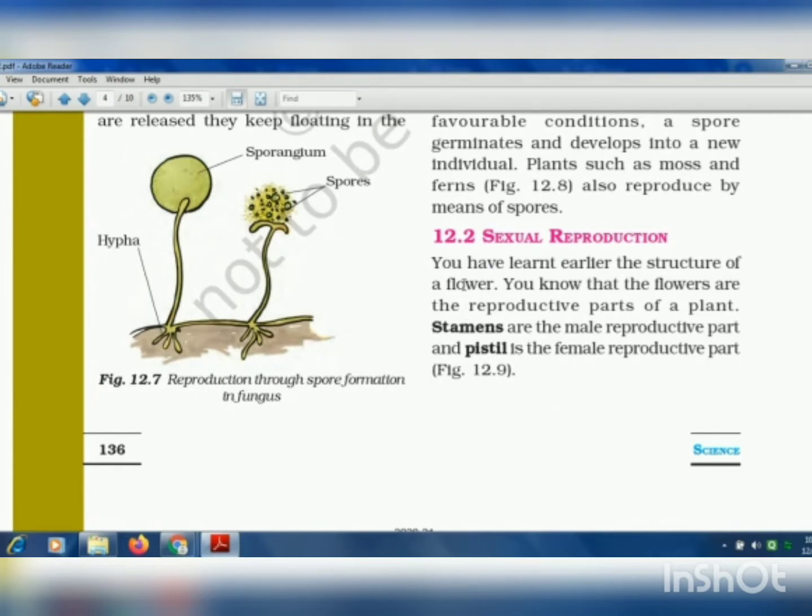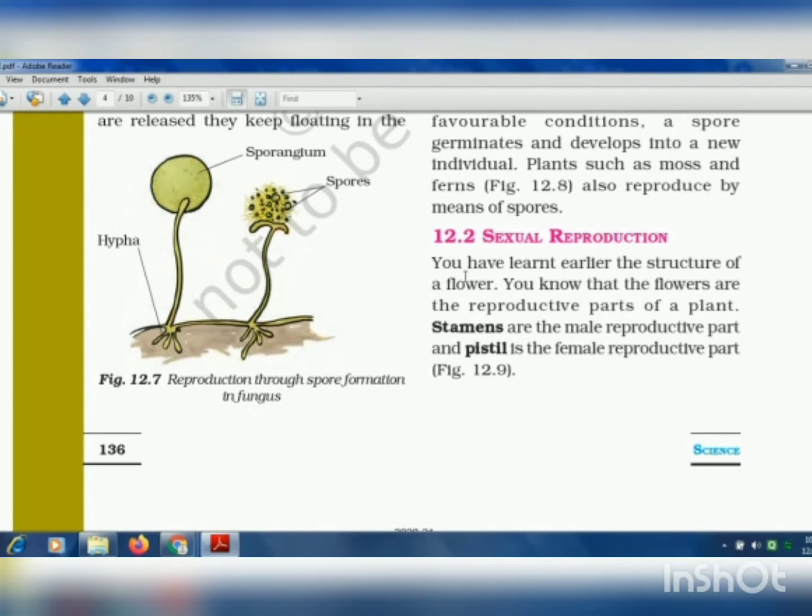Now, in the last year's class, we learned the structure of a flower. In that structure, you labeled the stamen, pistil, and every part. But at that time you did not know what a stamen is or what a pistil is. You only had to learn that these are the different parts. You just had to label the parts of the flower.